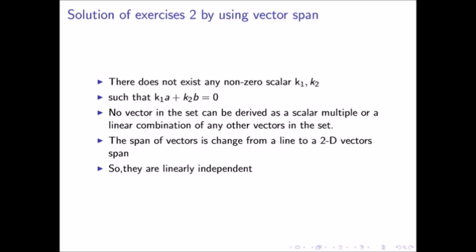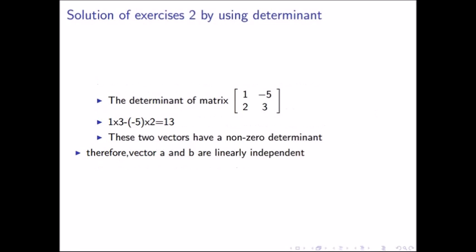We find that there does not exist any non-zero scalars k1 and k2 such that the equation is equal to 0. So, no vector in the set can be represented by a scalar multiple or a linear combination of any other vectors in the set. The span of vectors is changed from a line to a 2D vector span, so they are linearly independent. Also, we find the determinant of the matrix which combines the two vectors. It is not equal to 0, so vectors A and B are linearly independent.